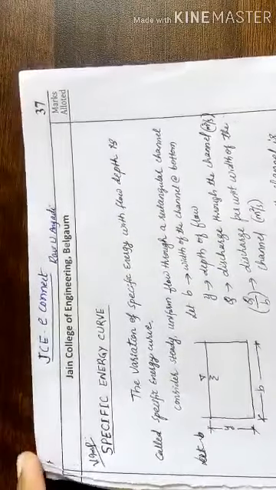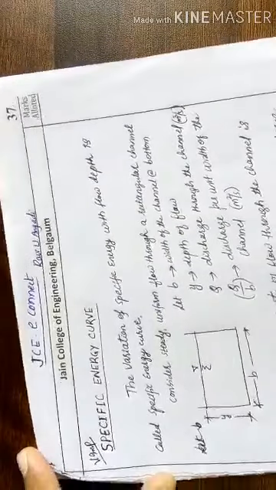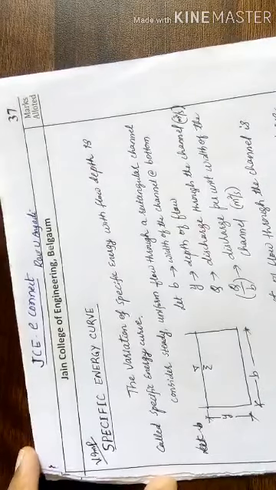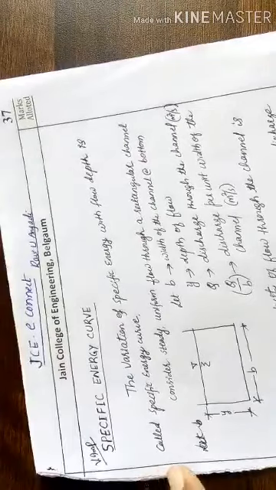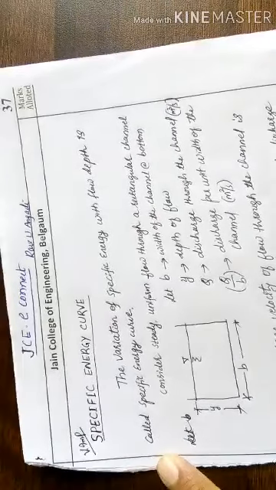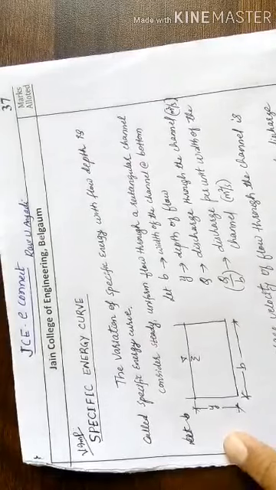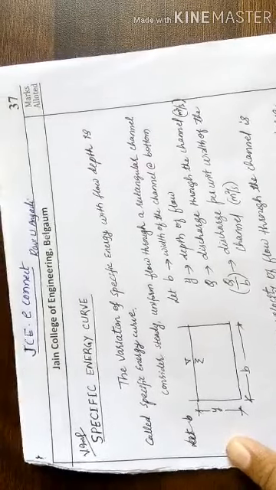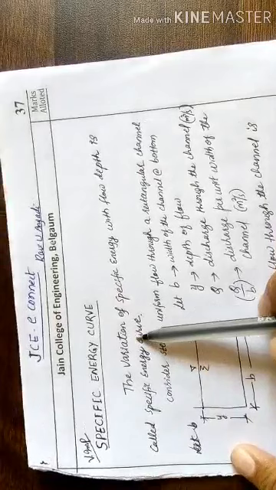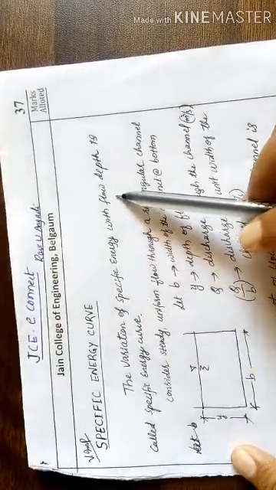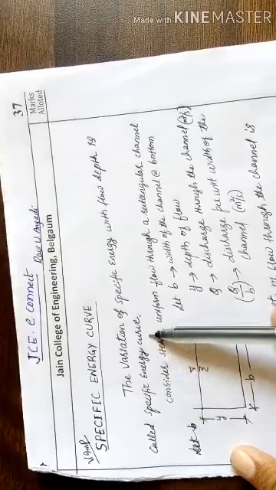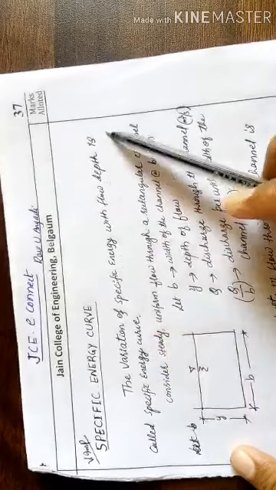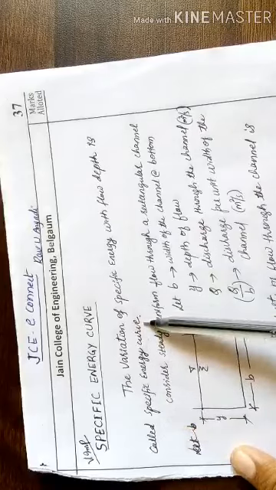In this lecture we are going to discuss how the specific energy curve can be drawn and how the curve can be understood, and we will understand the various parameters in that curve by drawing it. So what does the specific energy curve generally represent? The variation of specific energy with flow depth is called the specific energy curve.